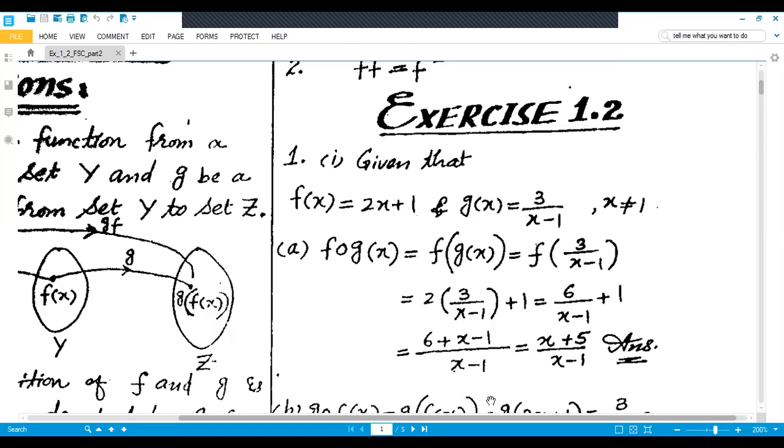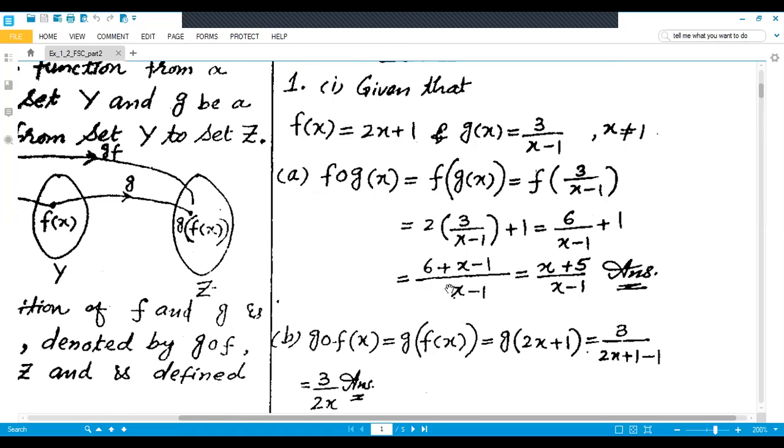So the real valued functions f and g are given, with the condition in the first part. f of g of x means that in the function f of x, where you find x, in place of x you put the value of g of x. Similarly, in the second, b part, you are given g of f of x. This is function g of x, where you find x, in place of x you put the value of f of x. So you write it like this, g of f of x.